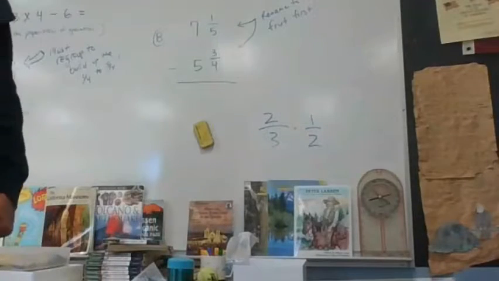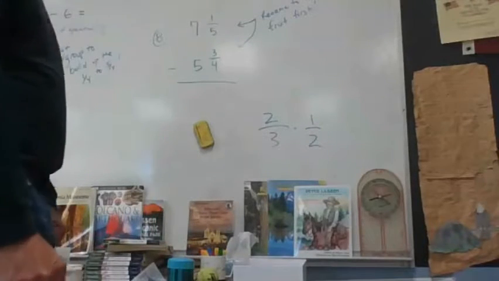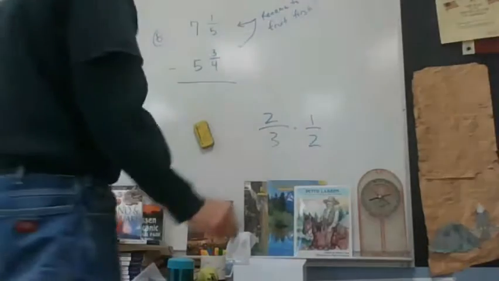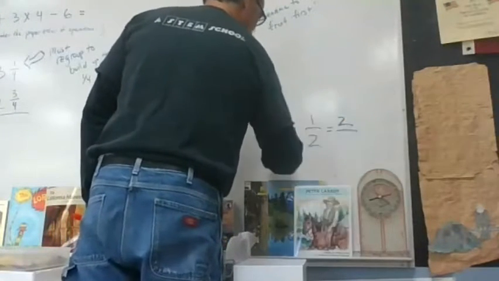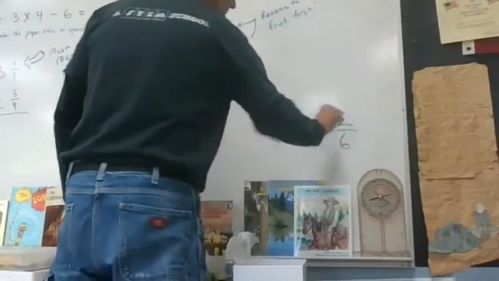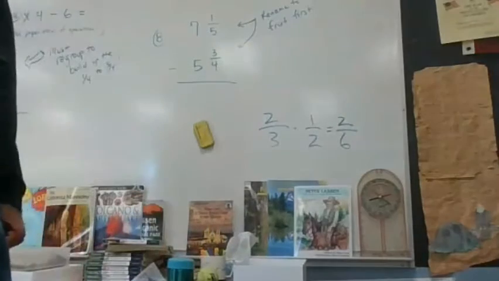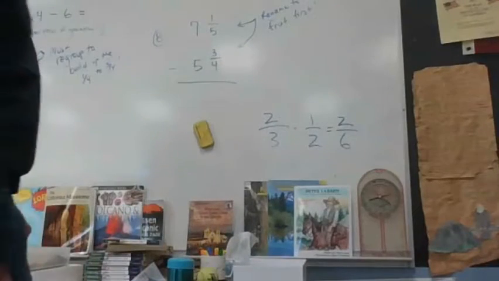Okay. Think about the answer to this problem. 2/3 of a half. 2/3 times half. What's the answer to this? What you just learned was 2 times 1 and 3 times 2. Now notice that you can simplify because you can divide by 2 on both the top and the bottom. Check this out though.